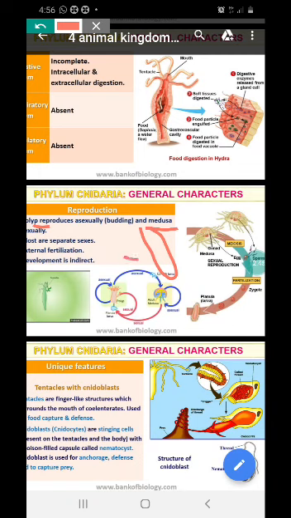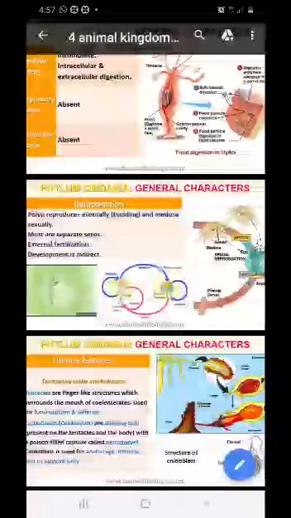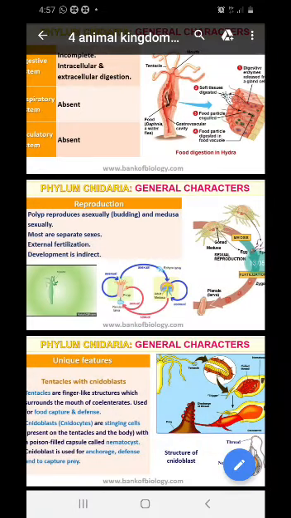And sexes are separate in them. That is, those umbrella like forms have separate organs, male and female sex organs are present, and the fertilization is external.